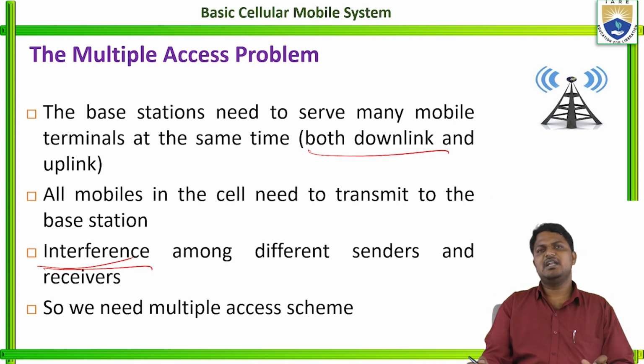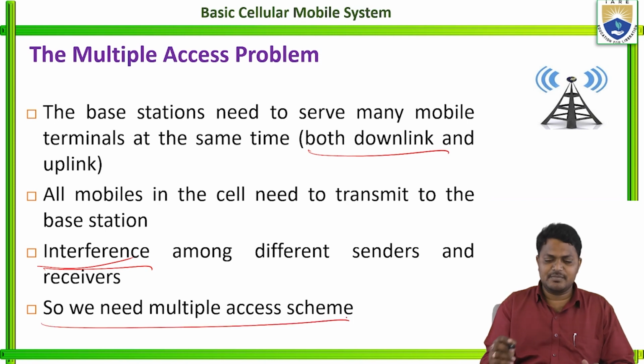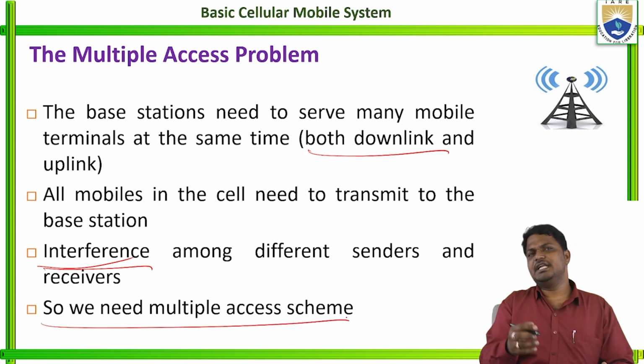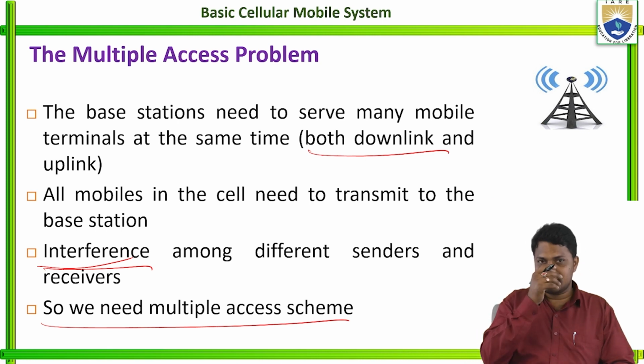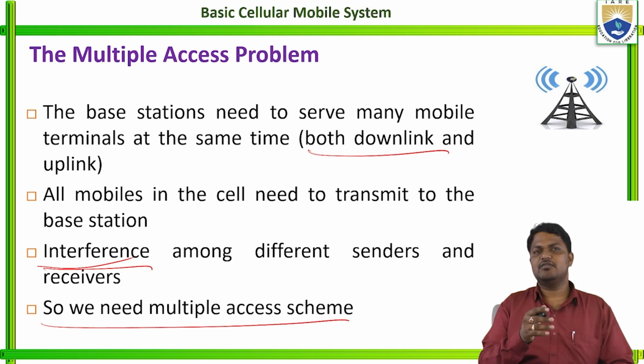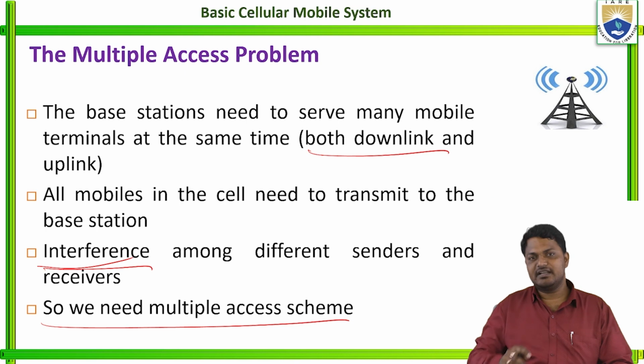So we need a multiple access scheme to avoid the interference between the users and to avoid the interference between the cells. Just now we discussed what multiple access is, right? Multiple access is introduced to overcome the interference among the different senders and receivers.